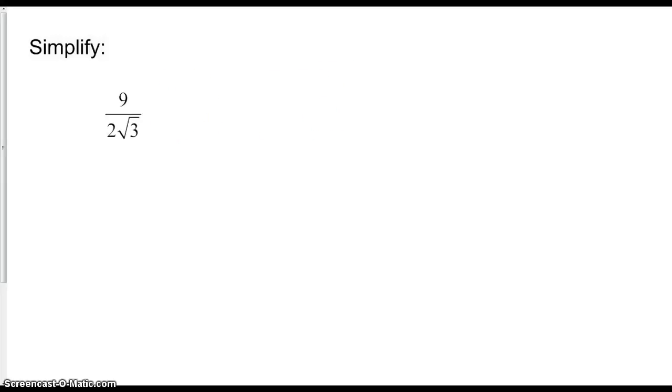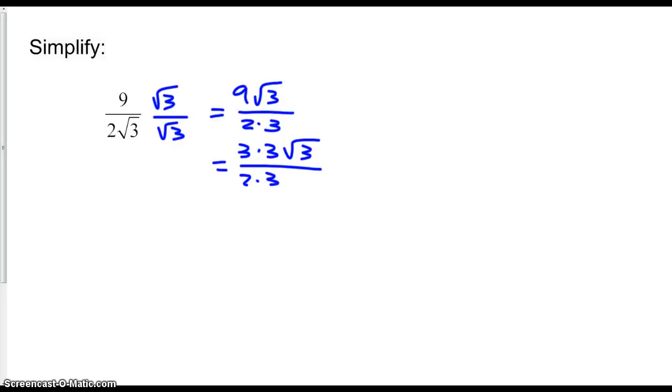Okay, another one. What would we do here? Well, we're going to multiply by square root of 3 over square root of 3. Multiply by 1, right? And what I get is 9 times the square root of 3 on top. Then square root of 3 times square root of 3 is a 3, but I had a 2 there as well. Let me simplify this by writing that 9 as 3 times 3. And then I have 2 times 3 on the bottom, so that I can cancel this 3 divided by 3, which is a 1, so I can remove that from the fraction. 3 times the square root of 3 over 2 is what this simplifies to by rationalizing the denominator.